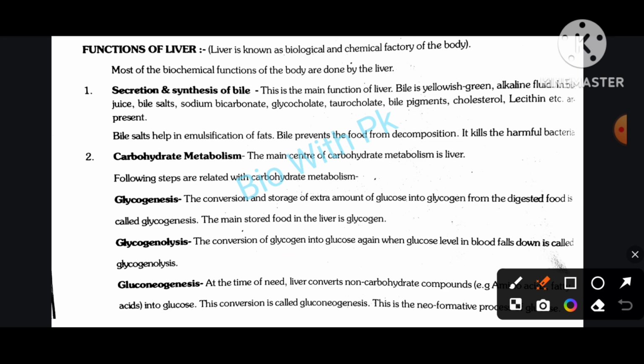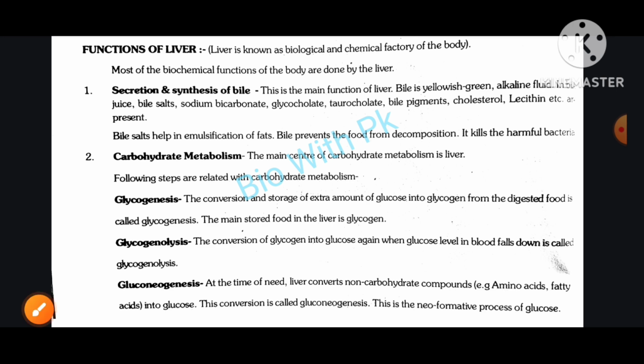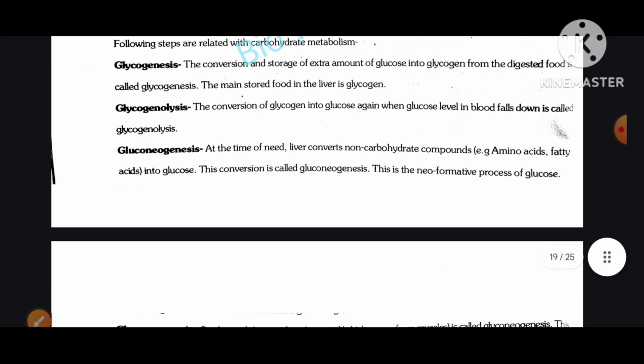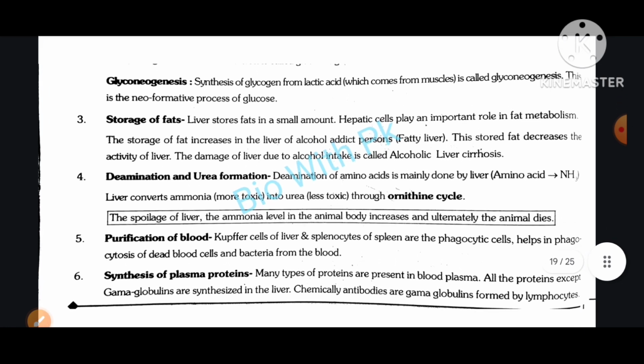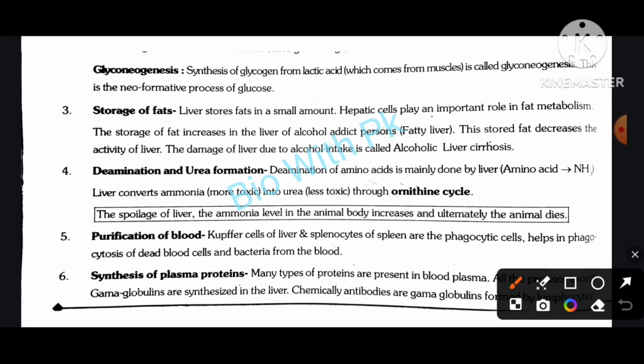Glycogenolysis. The conversion of glycogen into glucose when the glucose level in the blood falls is called glycogenolysis. Gluconeogenesis. At the time of need, the liver converts non-carbohydrate compounds, for example amino acids and fatty acids, into glucose. This conversion is called gluconeogenesis. This is the neoformative process of glucose. Glyconeogenesis, synthesis of glucose from lactic acid which comes from muscles, is also a neoformative process of glucose.